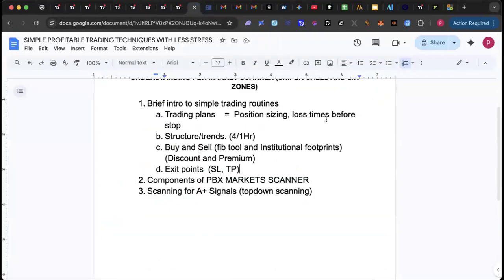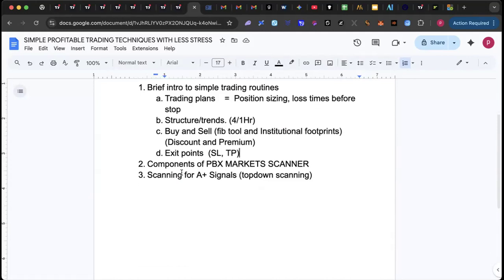You may forget trading plans because we have not implemented them, just for you to understand what it is. But we'll talk about structure and trend on 4 hours, buy and sell Fibonacci, and then institutional footprint. I talked about the two major institutional footprints you should put your mind on: fair value gap and order block. Forget about any other thing. All right, then premium and discount for buy, and then exit point, stop loss, and the component of it.